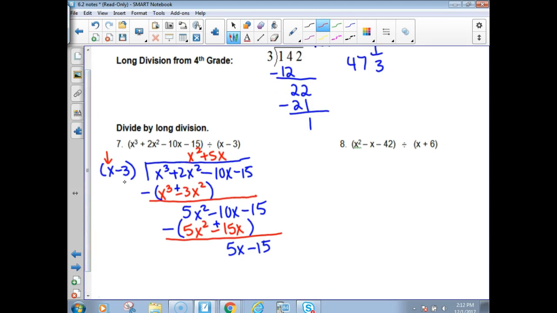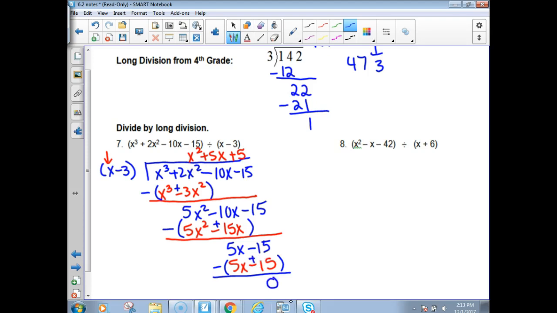Okay, now I got to start one more time. X goes into 5x, 5 times, so we write plus 5. 5 times x minus 3 would be 5x minus 15. All right, I need to subtract. And since that matches identically, when we subtract it, we're going to end up with 0.